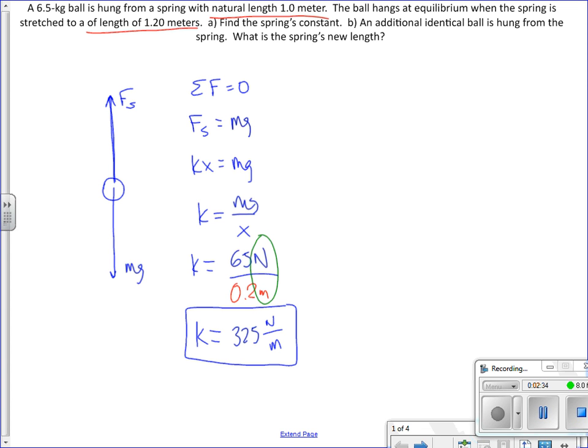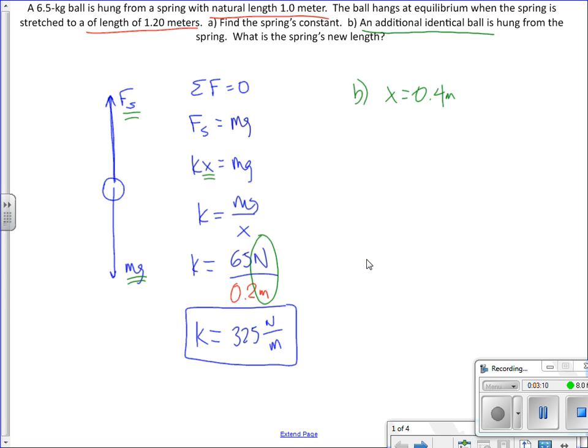Okay? For B, I wouldn't start with any diagram. I'd start with my brain. And my brain says if an additional identical ball is hung from this thing, that means we're going to make this twice as big, which means we're going to make that twice as big. If the spring has to pull twice as hard, that's because the spring is stretched twice as far. So in B, I know the new x is 0.4 meters.